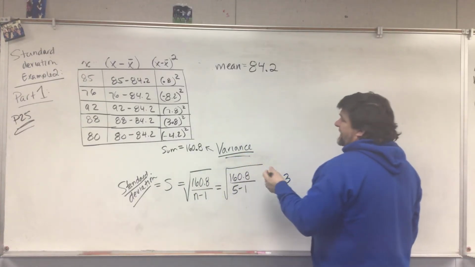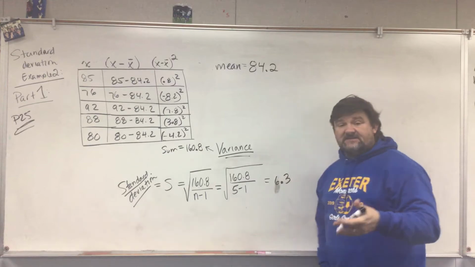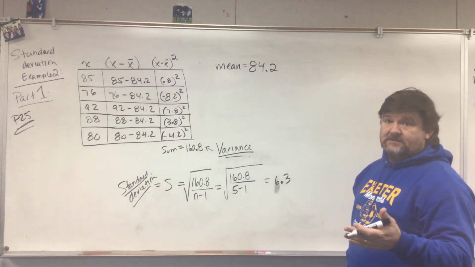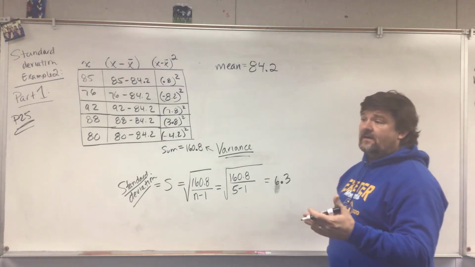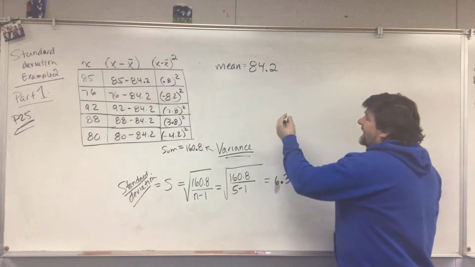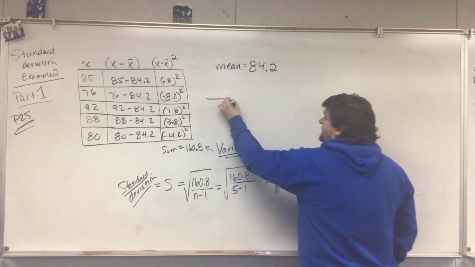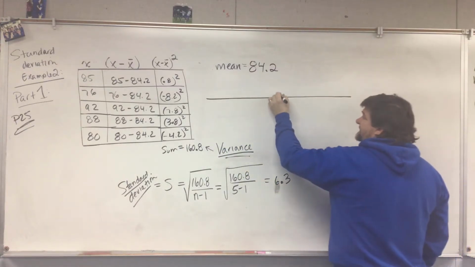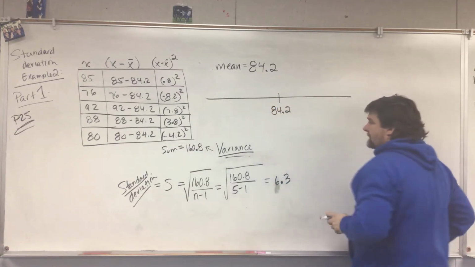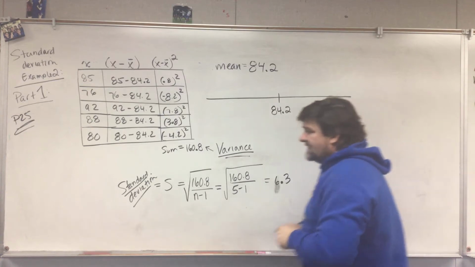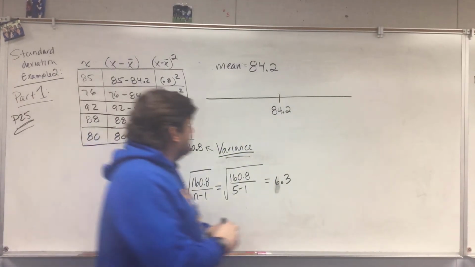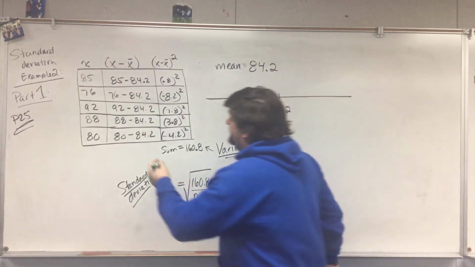Standard deviation is the distance most data points are away from the mean, or how far they are from the mean. So if we take this idea of a mean, we know the mean is in the center, right? And it's 84.2. Okay? So how they calculate standard deviation is they take your first x value.